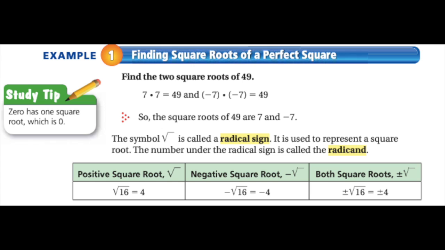All right, and so that little square root sign is actually called a radical sign. And it is used to represent a square root. So the number under the radical sign is called the radicand.